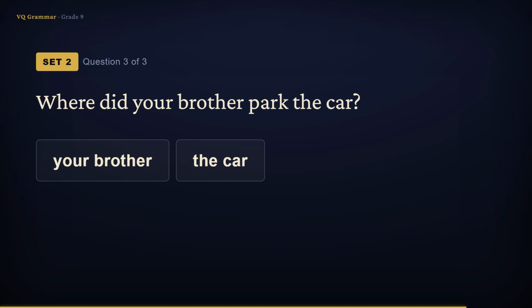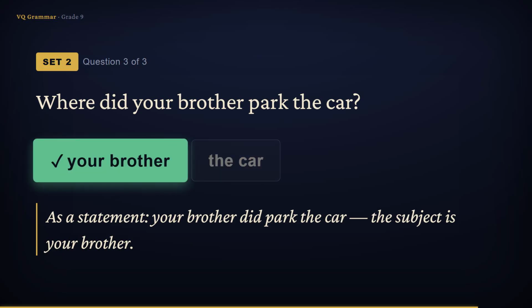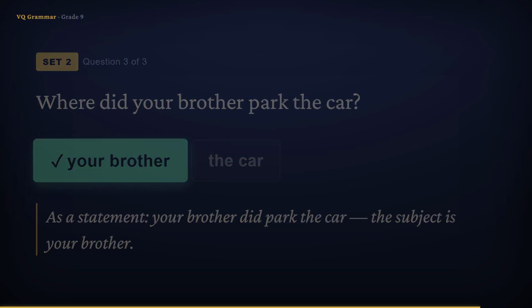Where did your brother park the car? Turn the question into a statement. Your brother did park the car somewhere. Who did the parking? Your brother. So the subject is your brother, not the car.